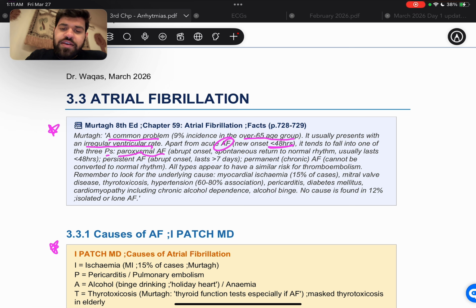Paroxysmal AF, which has an abrupt onset and spontaneous return to normal rhythm, usually lasts less than 48 hours. Persistent AF, abrupt onset, lasts more than 7 days. Then permanent, which is chronic AF, and it cannot be converted to normal rhythm. It's just what the patient has.